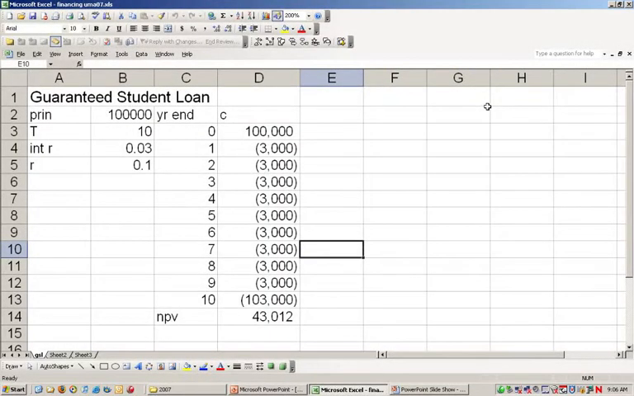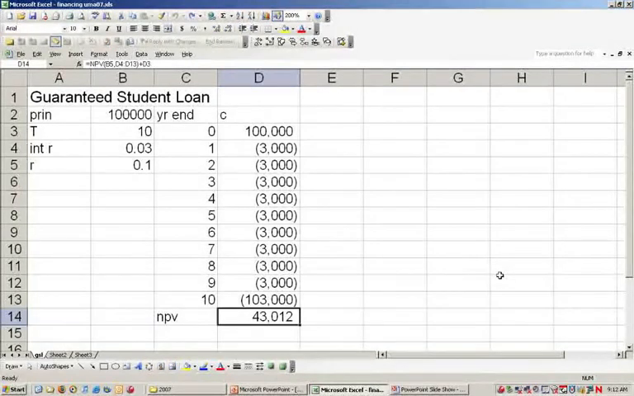I've started a new Excel file for the examples we'll develop in this second part of the course. The first sheet is entitled Guaranteed Student Loan. In the upper left corner, I've put the particulars of the loan: a principal of $100,000, a term of 10 years, an interest rate of 3%, and an alternative interest rate of 10%, which we'll use as our discount rate. Note that I've already done the work necessary to calculate the net present value of the loan.